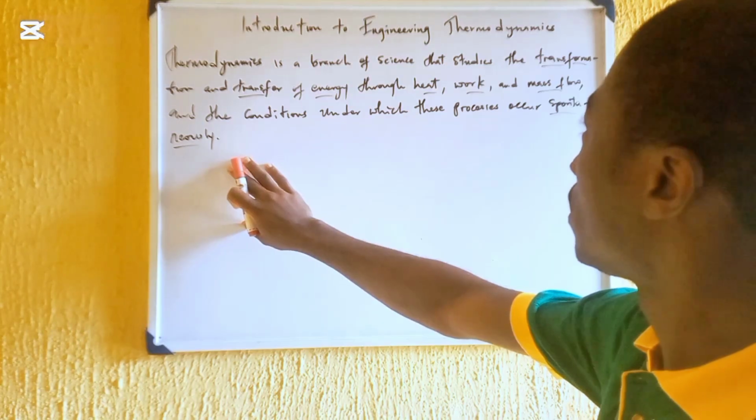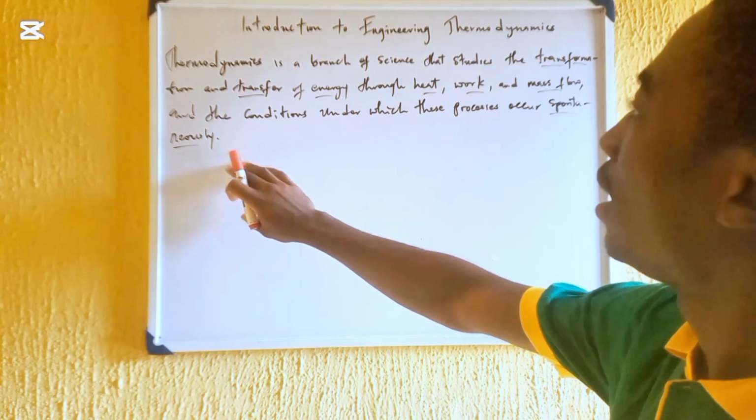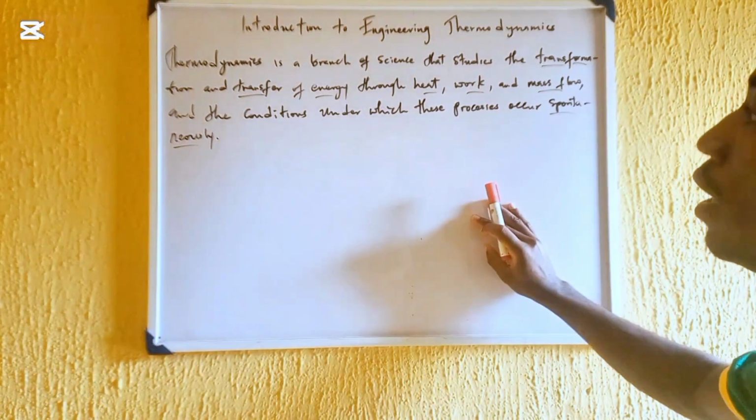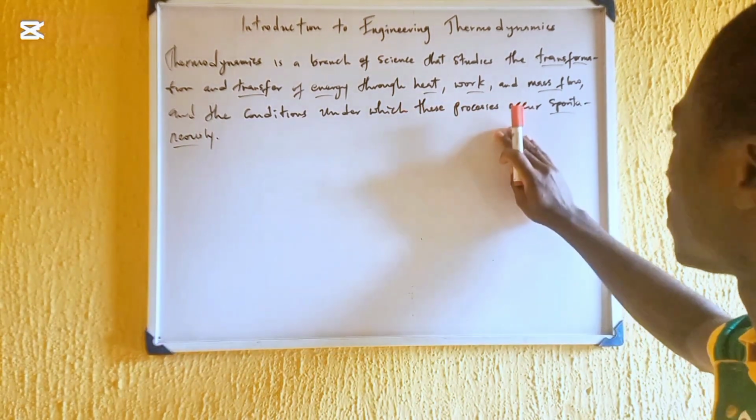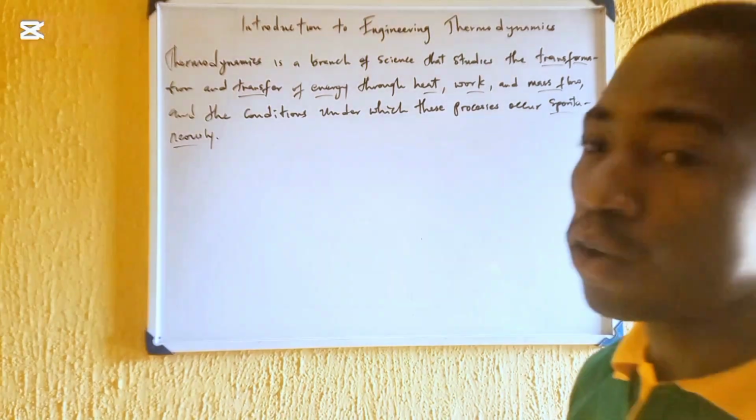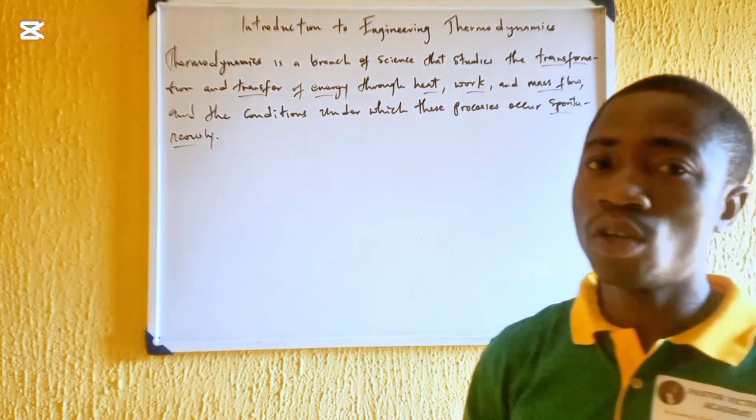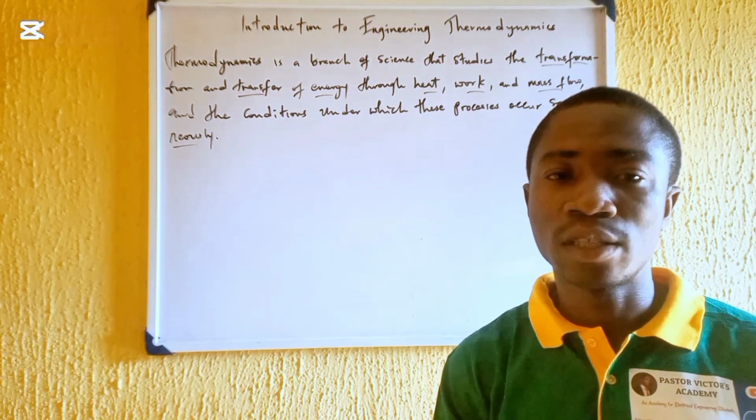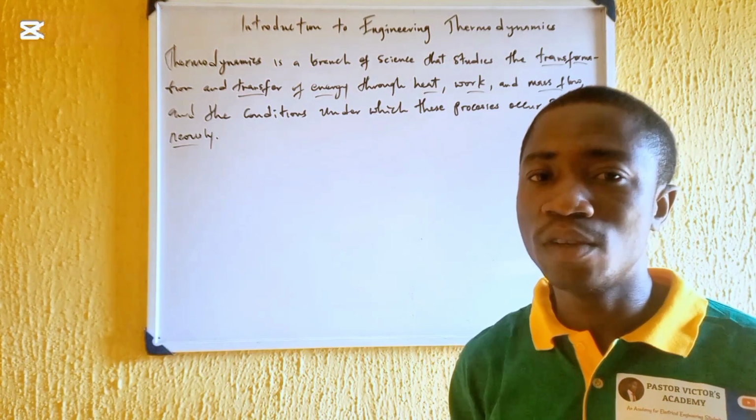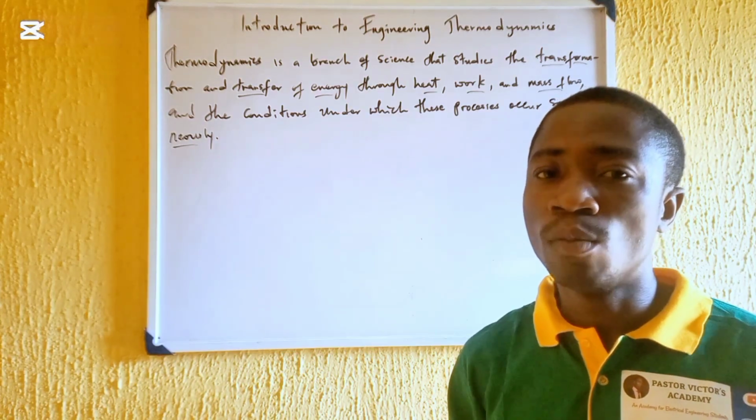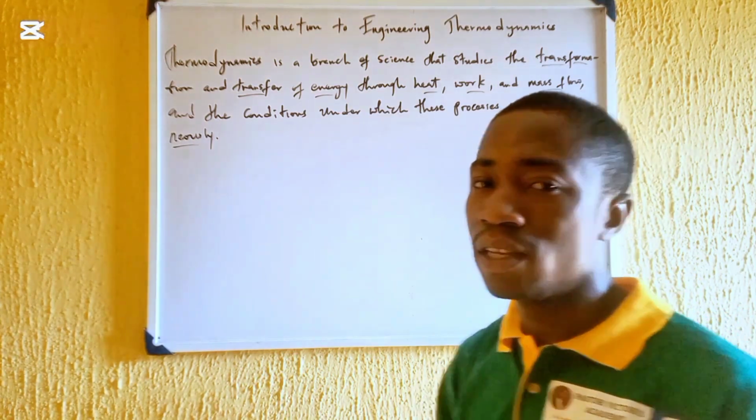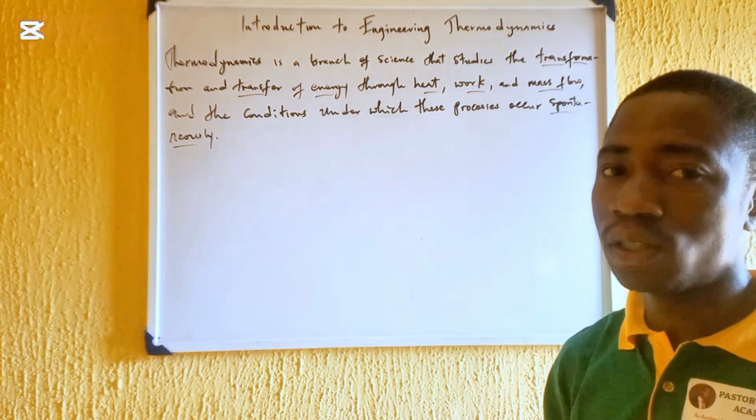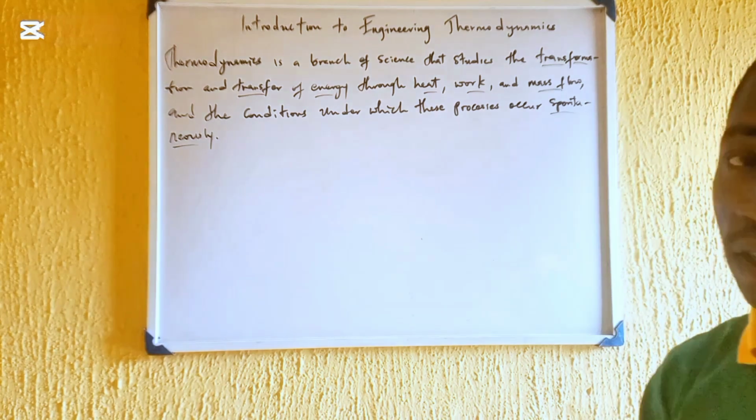Thermodynamics is a branch of science that studies the transformation and transfer of energy through heat, work, and mass flow, and the conditions under which these processes occur spontaneously. Of course, in physics, we look at various forms of energy. We look at heat, we look at mechanical, we look at electrical. So physics is concerned with matter and energy. But when we begin to look at how energy is transformed, energy is transferred, then we are talking about what? Thermodynamics, which is a branch of physics actually.